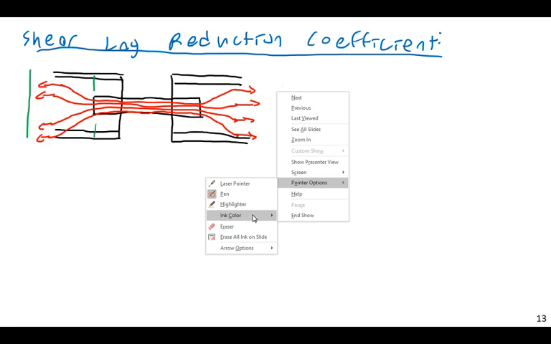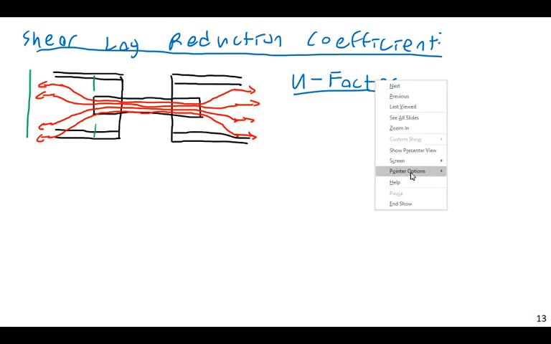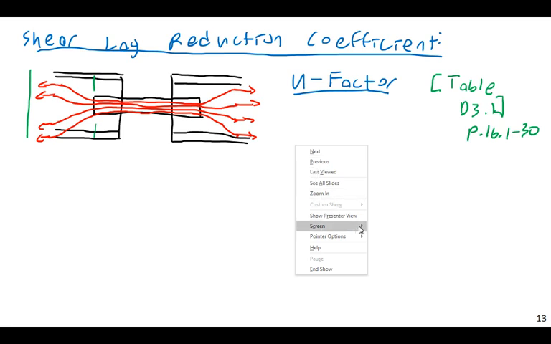how do we get this U factor? Yes, we have another table that we can use to get a variety of factors, a variety of equations for various factors. So the U factor is going to be on Table D3.1, and that is page 16.1-30. So if we go there, 16.1-30, we have a table of how to calculate the U factor.